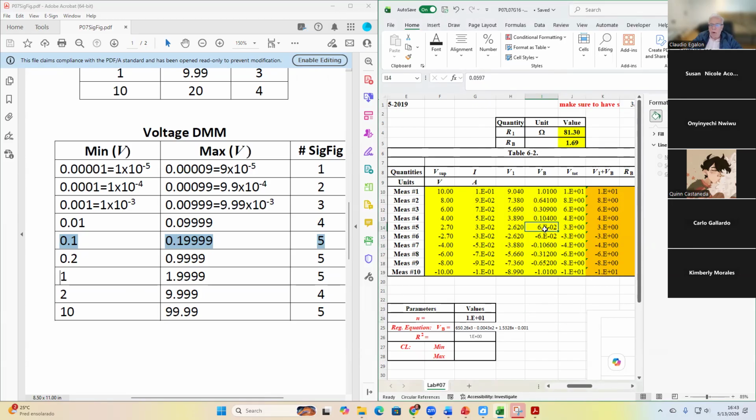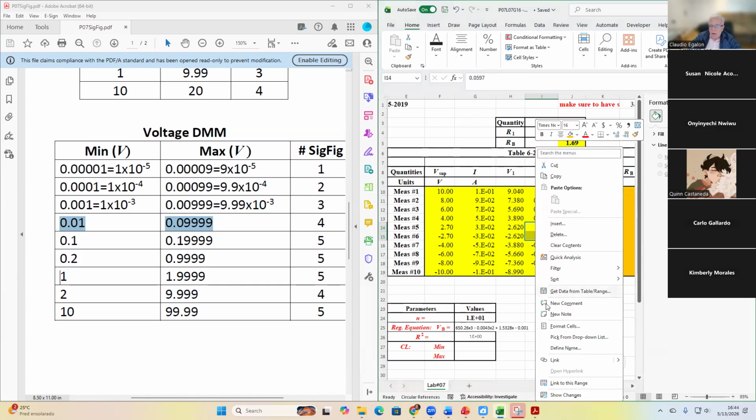The other one is 0.059, 0.0597. 0.0597 is between those two values. And you must display 4 significant figures. 4 significant figures should be how many decimal places? Should be 5 decimal places.